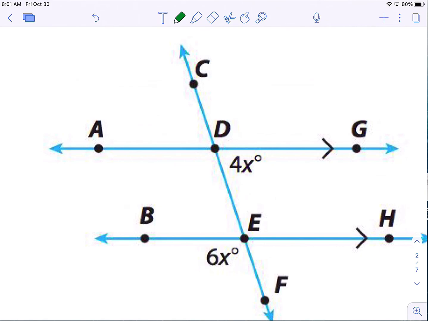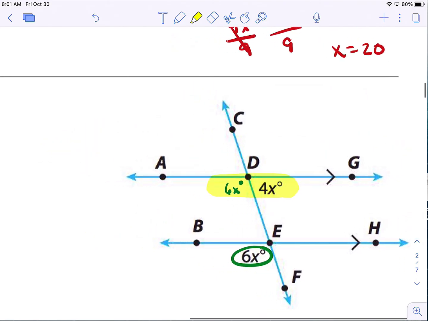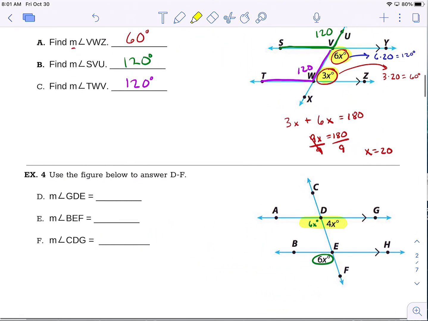Now, one thing I can do is this though. This angle here, which is in the bottom left, is a corresponding angle with this angle right there, right? So that means this one is also 6x degrees. And now we got something. These two angles make a straight line, right? So if those two angles make a straight line, then that means that they would add up to 180 degrees. Go from there.